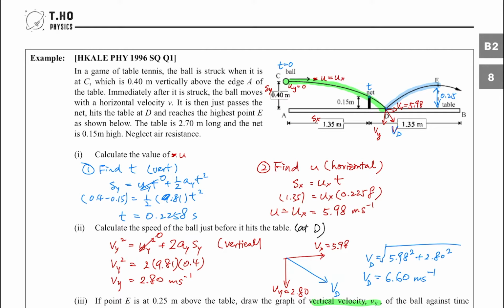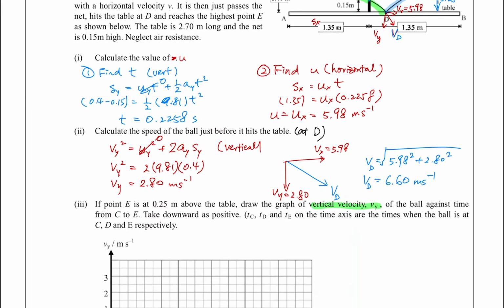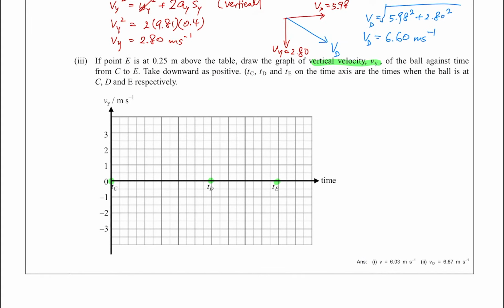We separate into two sections. From C to D, in this section, the ball is undergoing gravitational acceleration. At first, Uy is equal to 0. At last, Vy is equal to 2.8. So it goes from 0 to 2.8. So we can draw the graph from 0 at C to 2.8 at D. So we have a line like this.